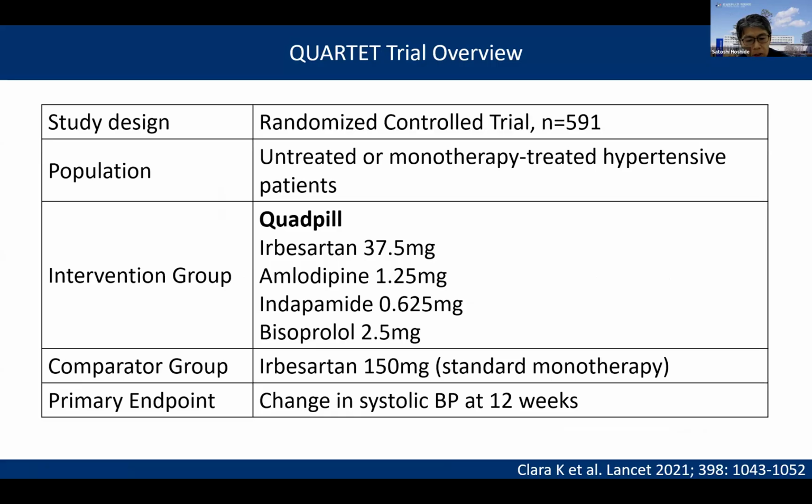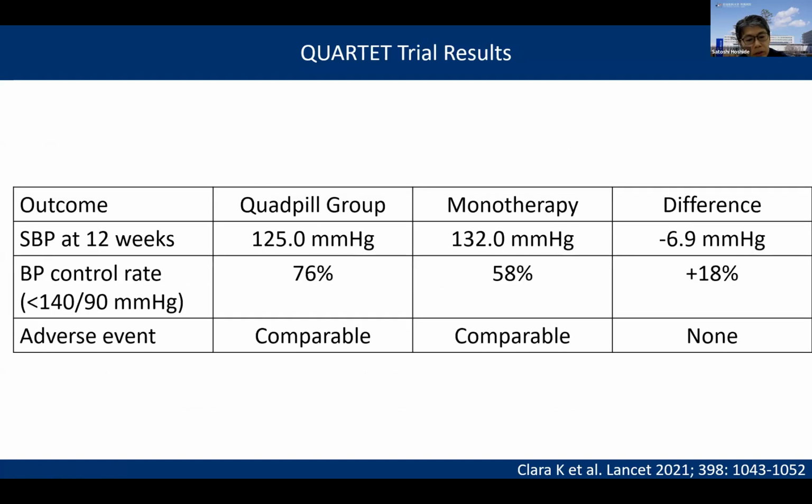Several years ago, the interesting QUARTET trial was reported. The aim of this study is to investigate whether low-dose quadruple or standard monotherapy provides a benefit of blood pressure reduction. The primary endpoint is the change in office systolic blood pressure at 12 weeks. This slide shows a summary of the result of this study. Concerning SBP at 12 weeks, the SBP in the quadruple group was lower than that of the monotherapy group. The control rate was higher in the quadruple group than the monotherapy group. On the other hand, adverse events were comparable between groups.